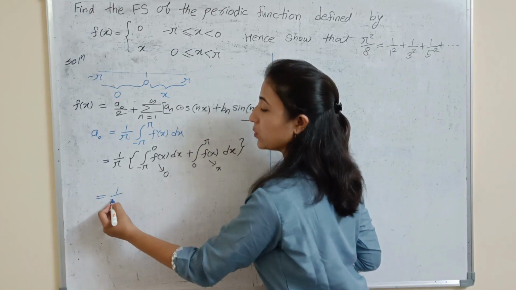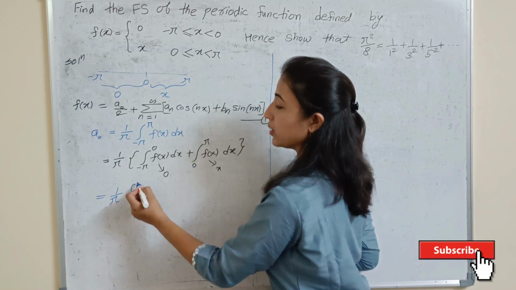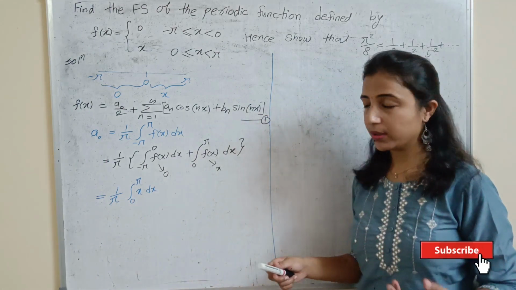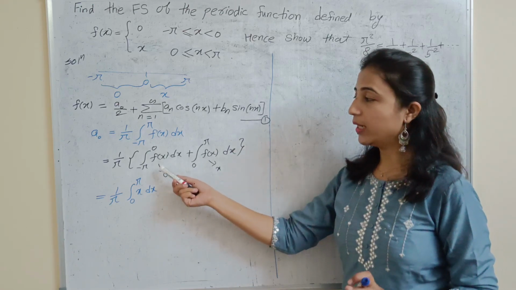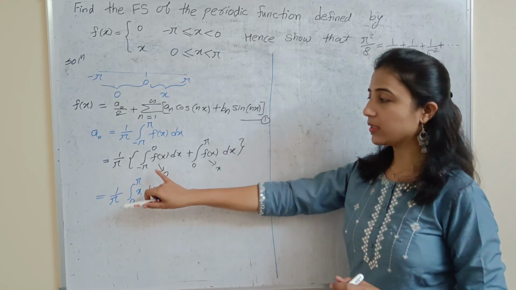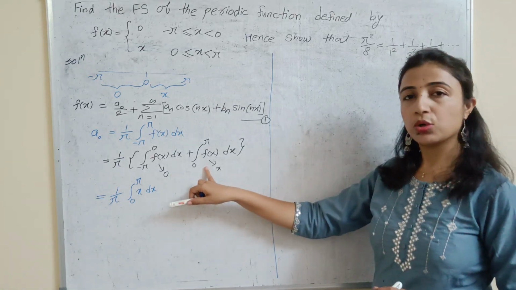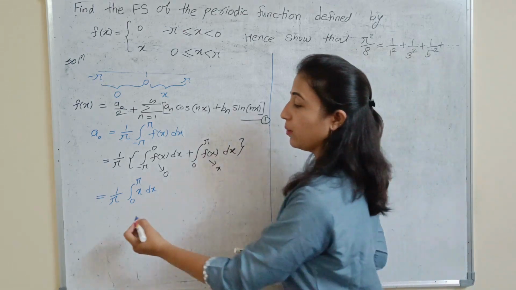So here remaining is 1 upon pi outside constant and this integral 0 to pi x dx. So the term that is 0, once you write 0 there, you can remove it. Otherwise you can directly write that this term is 0, so no need to write 0 here. Immediately you can mention just the non-zero term, so it is x. Now take the integration of x.